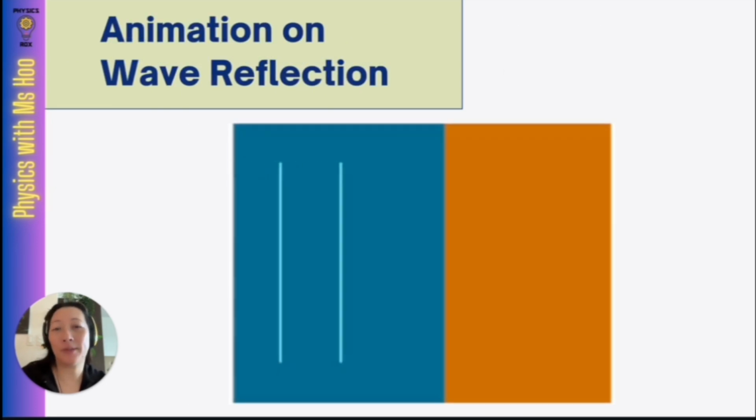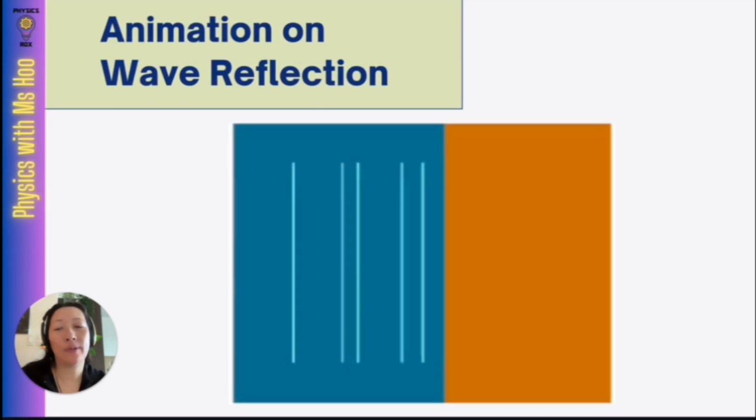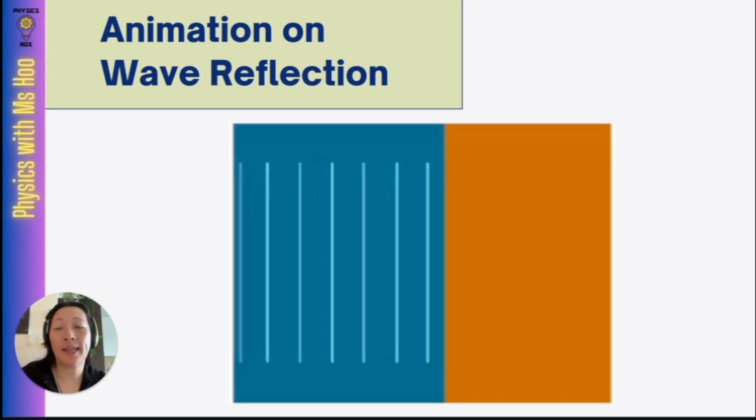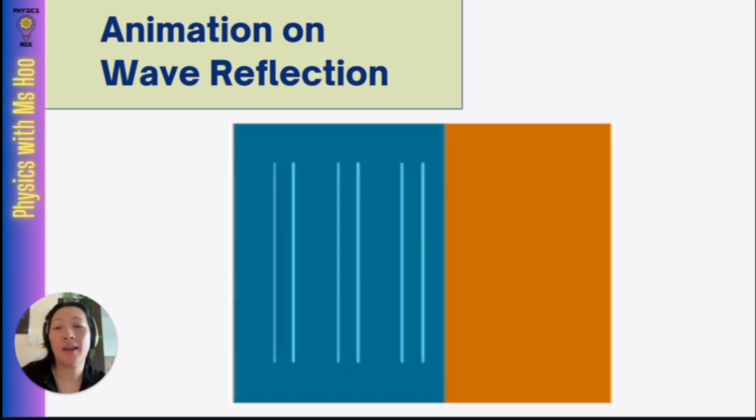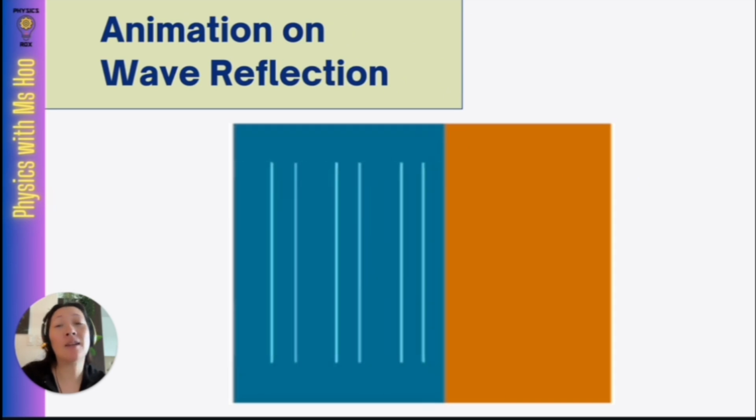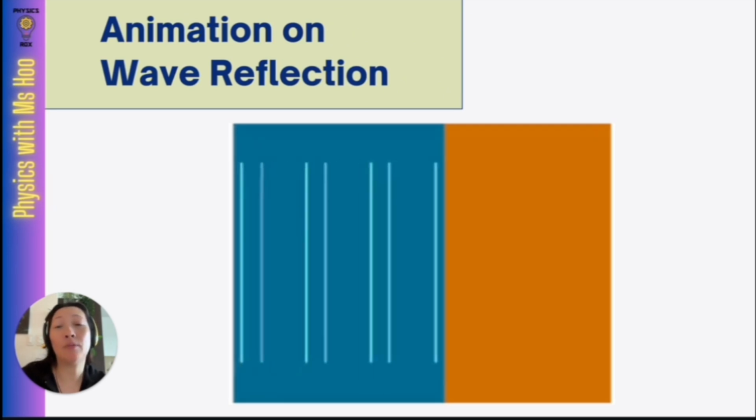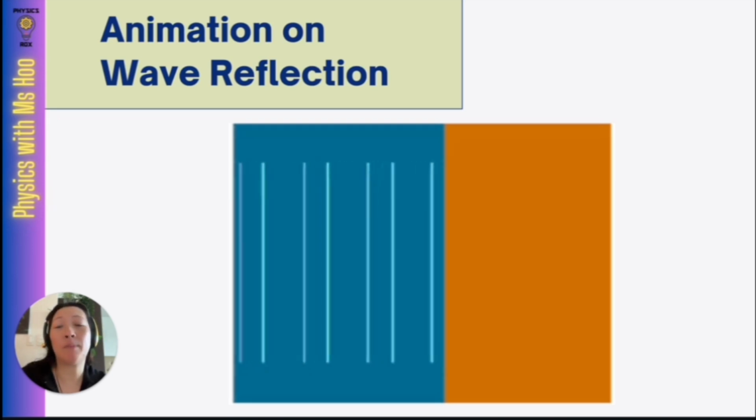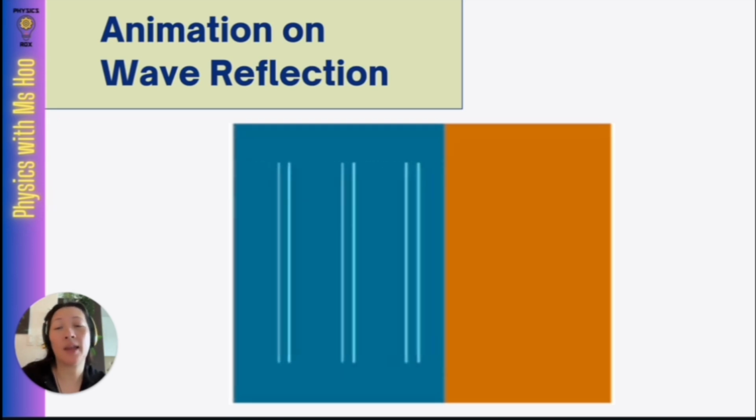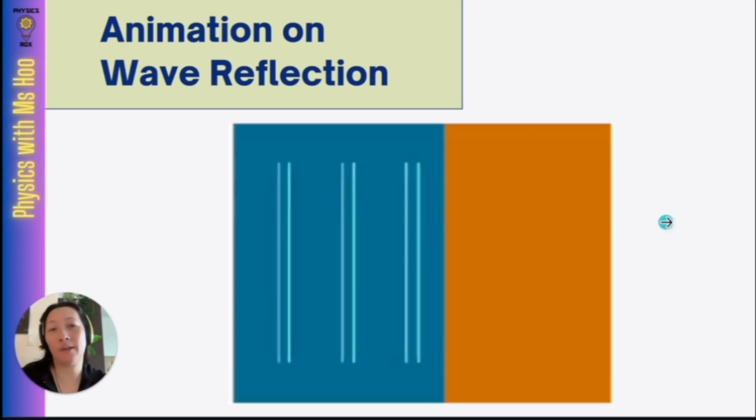Now, let's observe an animation on wave reflection. This is showing us plane waves that are reflecting off a plane barrier. As you can see, the incident waves and reflected waves are traveling in opposite directions, but they're traveling at the same speed before and after reflection, and also the wavelengths are equal before and after reflection.